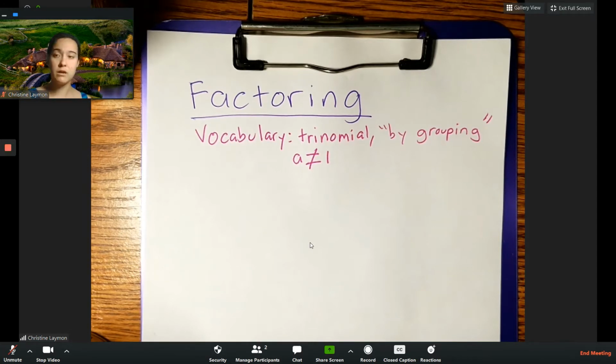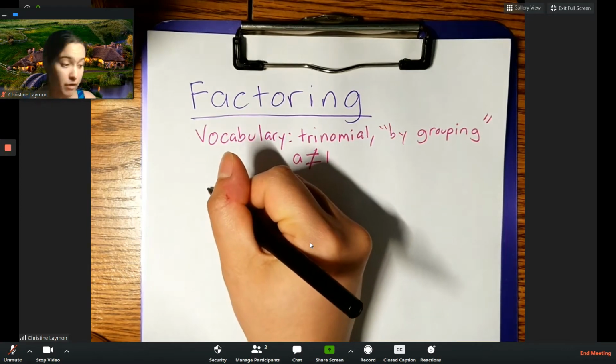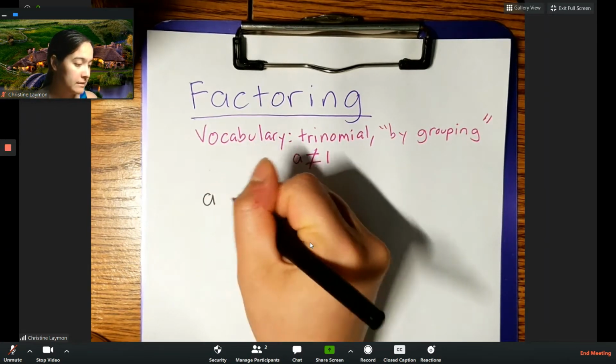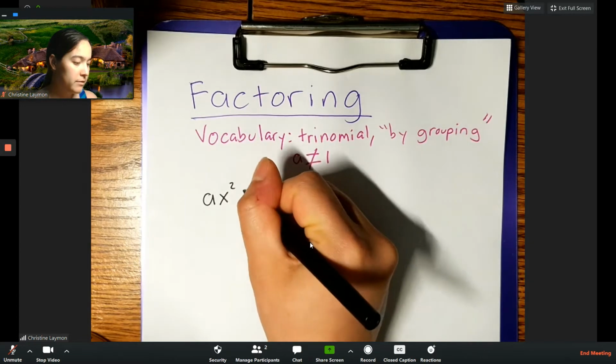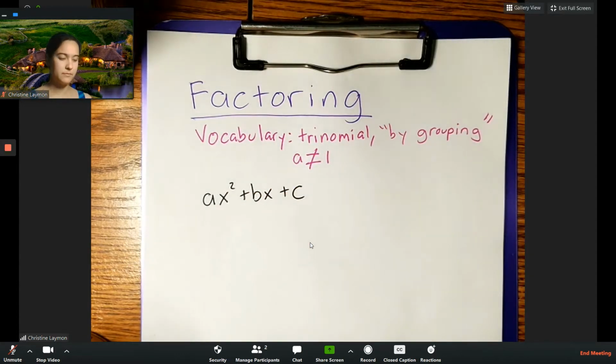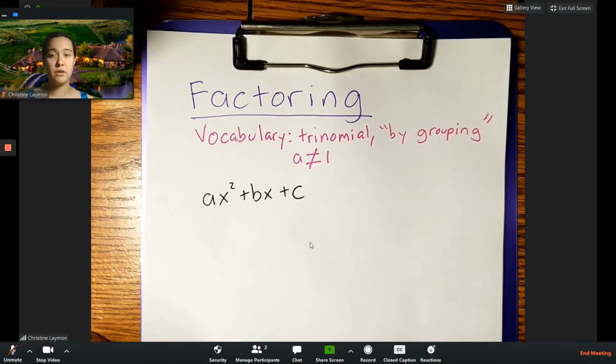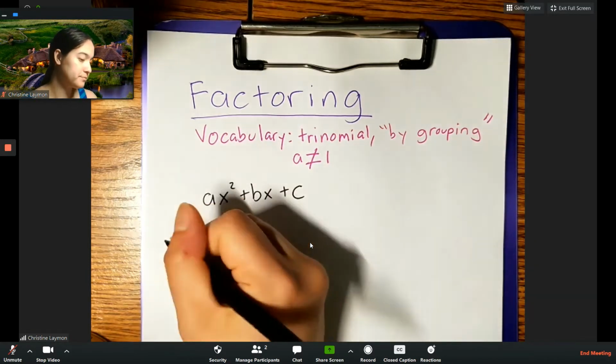In particular, I'm going to start out when the a value is not 1. What I mean by a value is what I'm looking at: any quadratic can be written as ax squared plus bx plus c. So that's a quadratic, and I want to factor that. When I say a is not 1, it could be a fraction, it could be positive, it could be negative, it's just not the number 1. Let's go ahead and take a look at some examples.